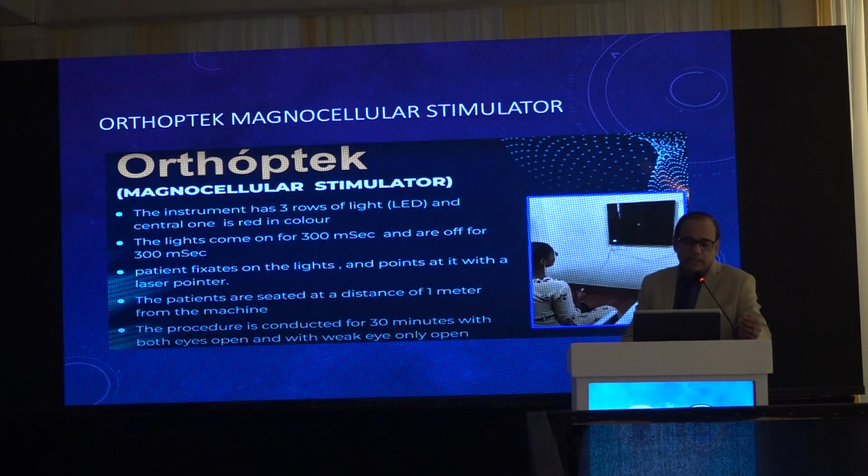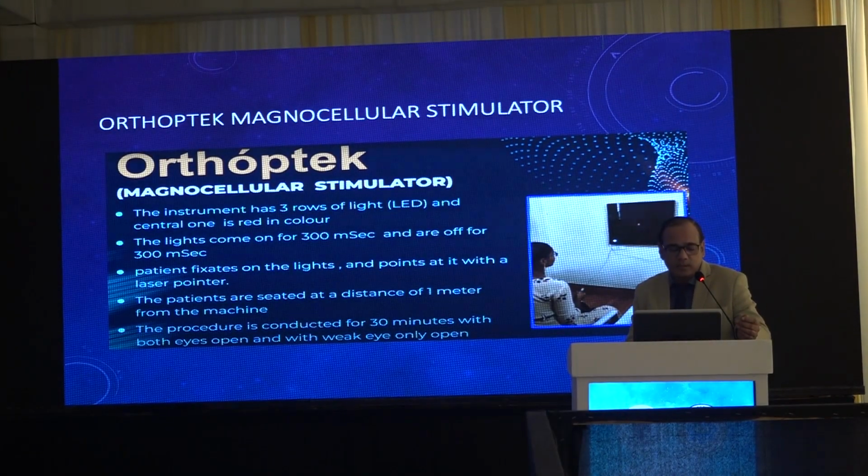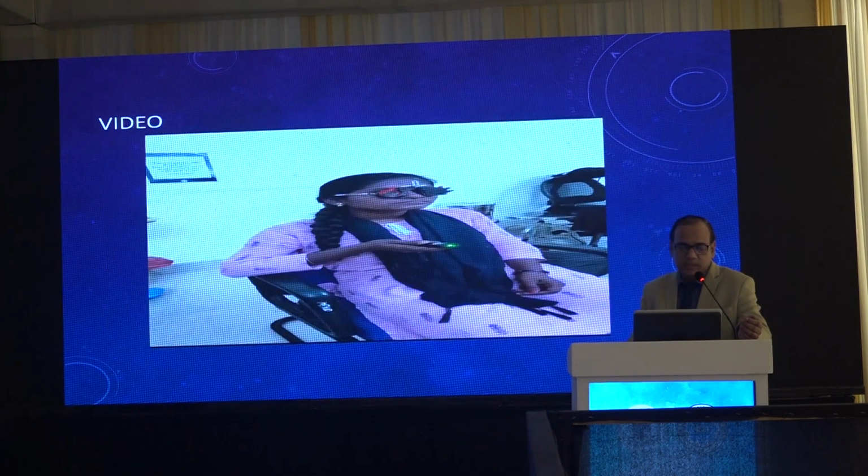Then comes the latest, the orthoptech magnocellular stimulator. This instrument has 3 rows of LED lights, and the central one is red in color. The lights come on and off for 150 to 200 milliseconds. The patient fixates with the help of the green laser and points at it with a laser pointer. The patient needs to be seated at a distance of 1 meter from the machine, and the procedure is conducted for 30 minutes. It requires very little time. So 30 minutes a day, not a problem.